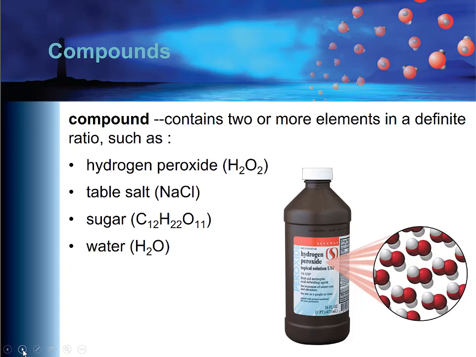So, for example, sugar is always C12H22O11 every time. It doesn't matter if it is best choice sugar or if it's crystal sugar. Sugar is the same every time. Water is H2O. So it has to have a definite ratio.